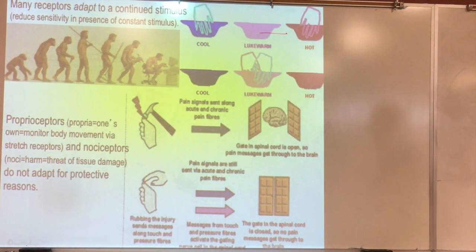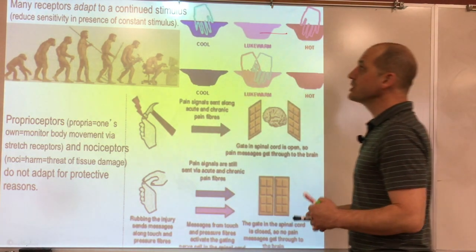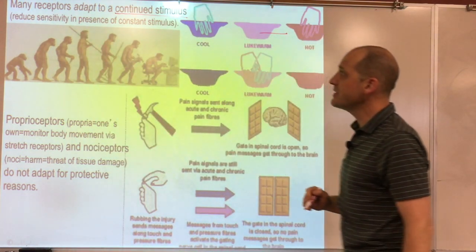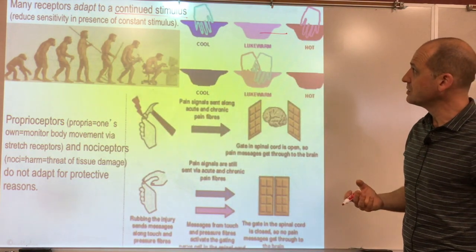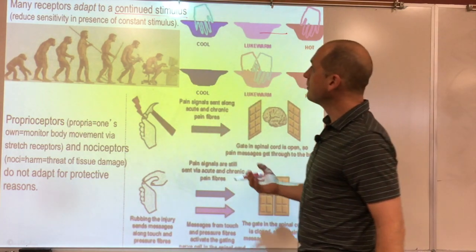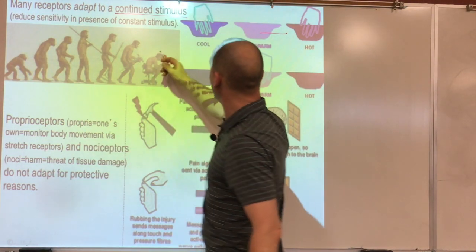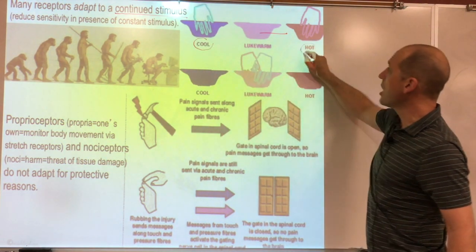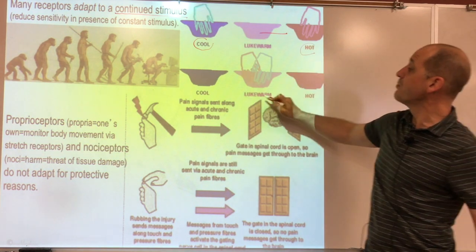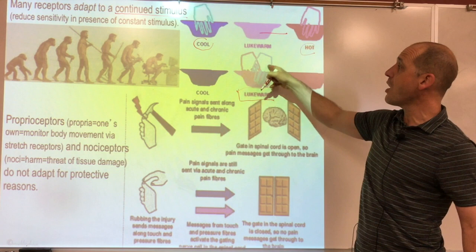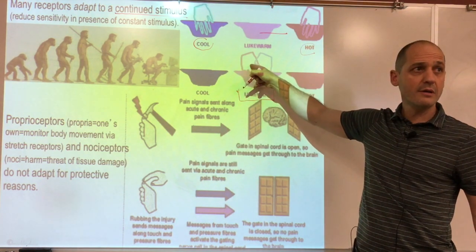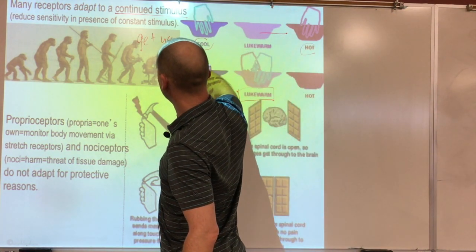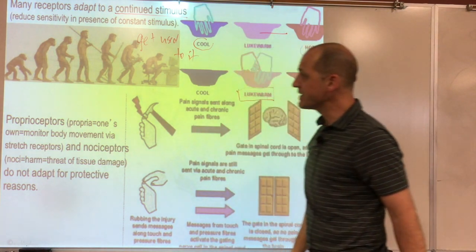Many of the receptors that we have adapt when they're continuously stimulated. So continuous stimulation reduces the sensitivity to that stimulus. For example, when you stick one hand in cool water and the other hand in hot water, and then you put both hands into lukewarm water, the one from the hot will feel cold and the one from the cold will feel hot. That's adaptation. Adaptation means getting used to the stimulus.